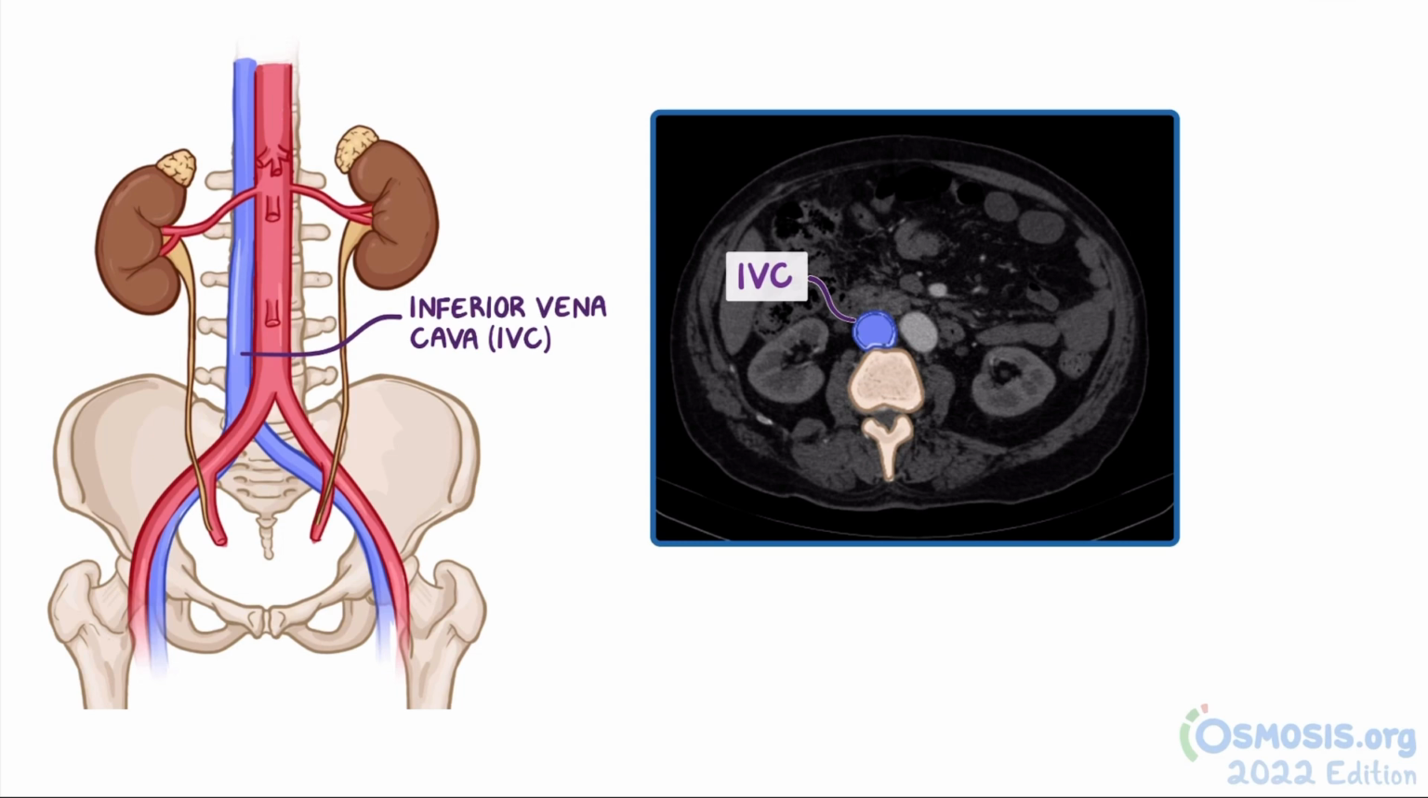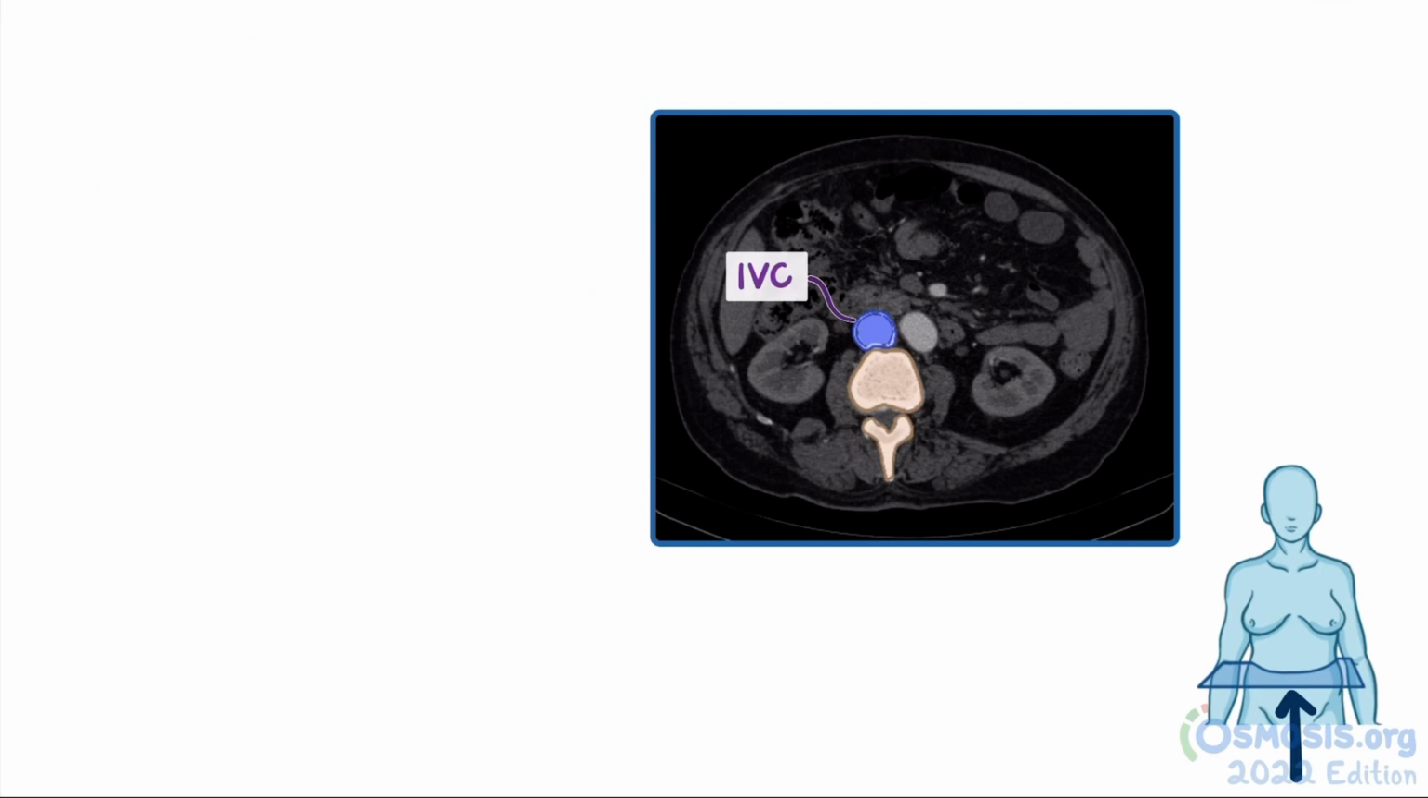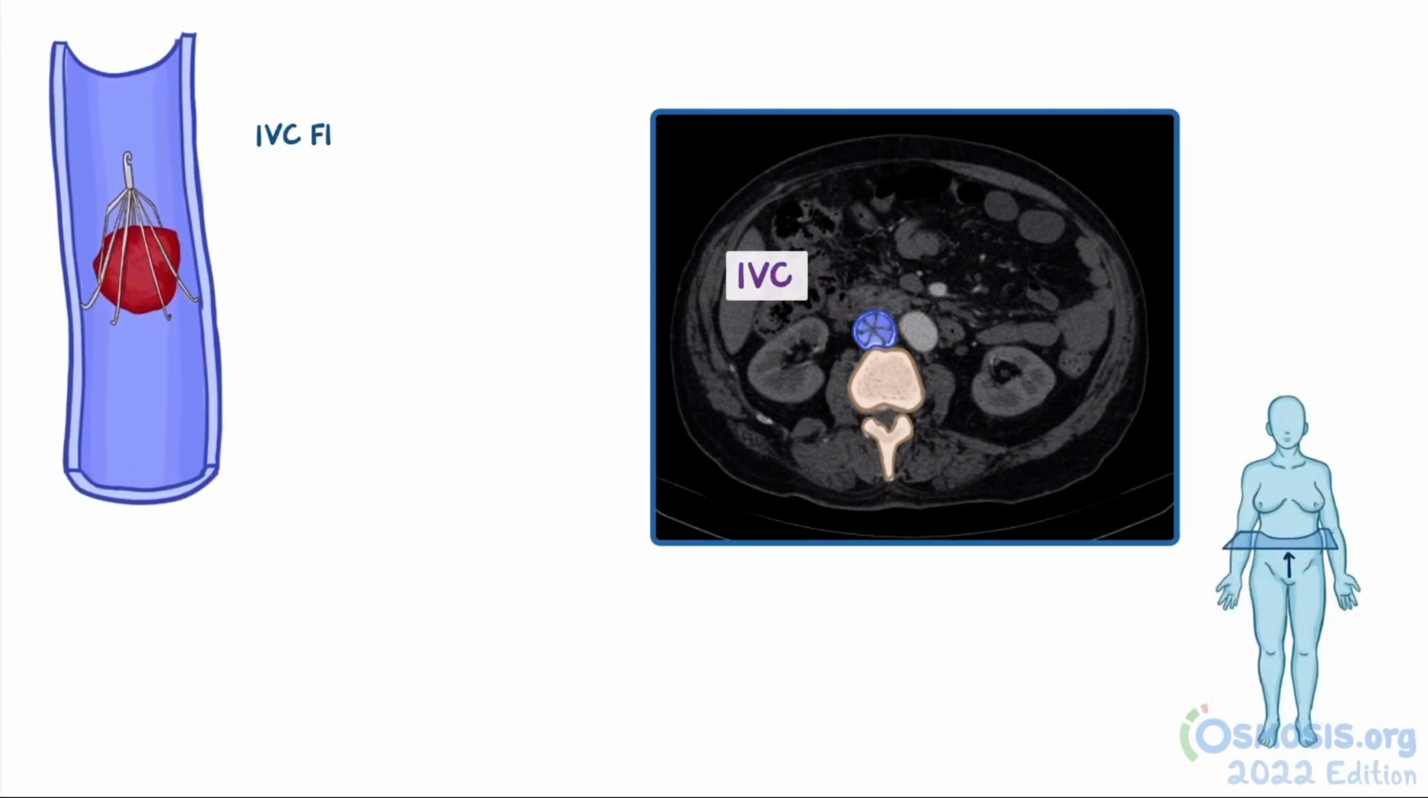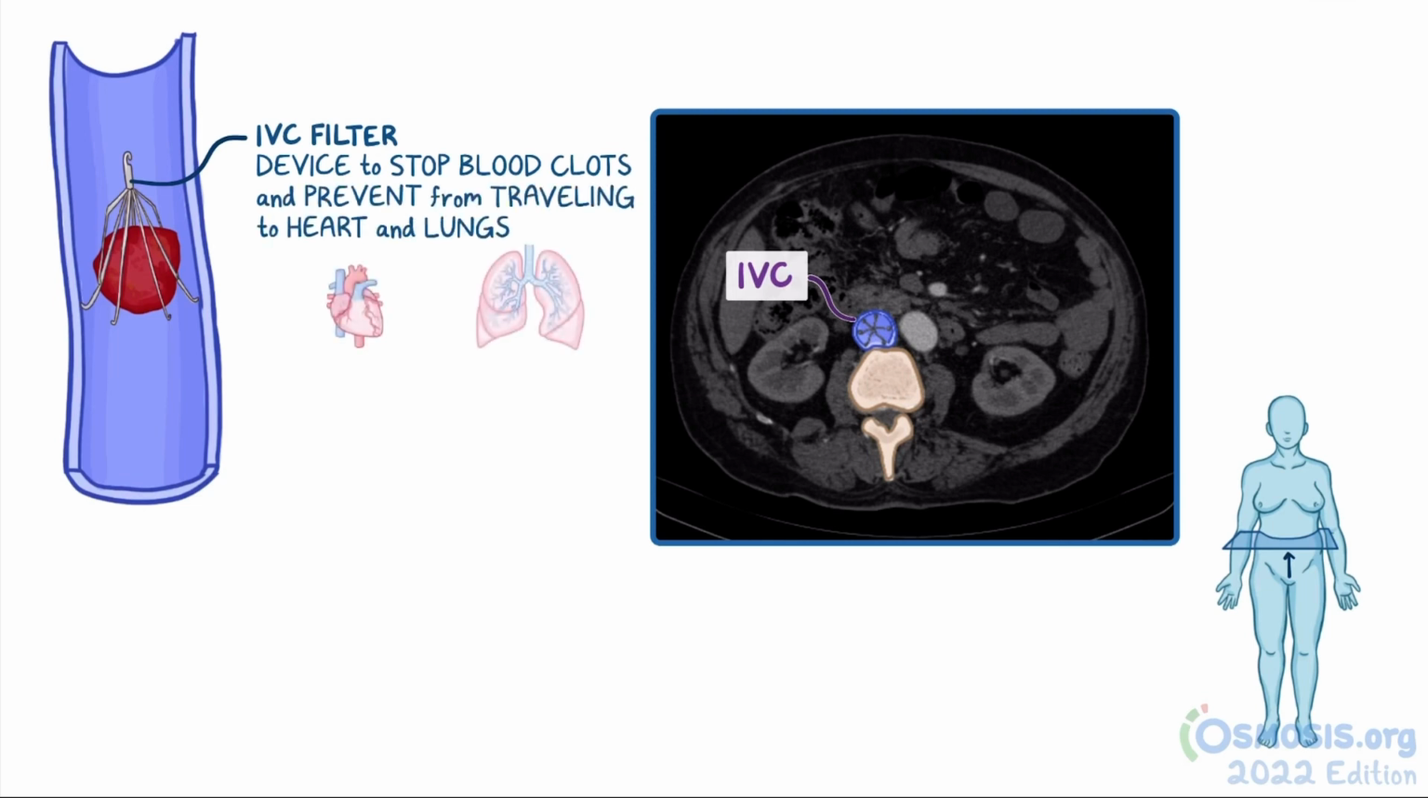This is because when looking at a transverse slice of a CT or MRI scan, we are viewing the section from below, which is why the structures on the right-hand side of the body are shown on the left-hand side of a transverse radiology scan, and vice versa. Sometimes an IVC filter, which is a tiny device able to stop blood clots and prevent them from traveling towards the heart and lungs, needs to be placed within the IVC.